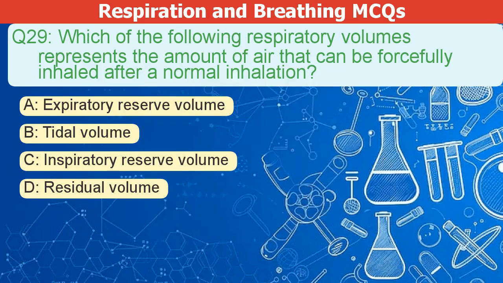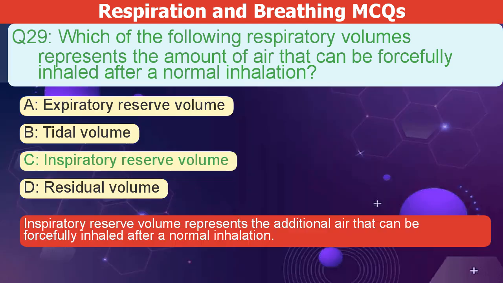Which of the following respiratory volumes represents the amount of air that can be forcefully inhaled after a normal inhalation? A. Expiratory reserve volume. B. Tidal volume. C. Inspiratory reserve volume. D. Residual volume. The correct answer is C. Inspiratory reserve volume represents the additional air that can be forcefully inhaled after a normal inhalation.